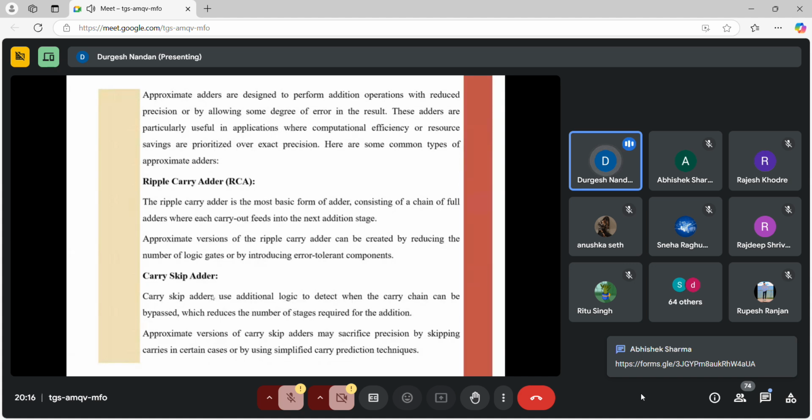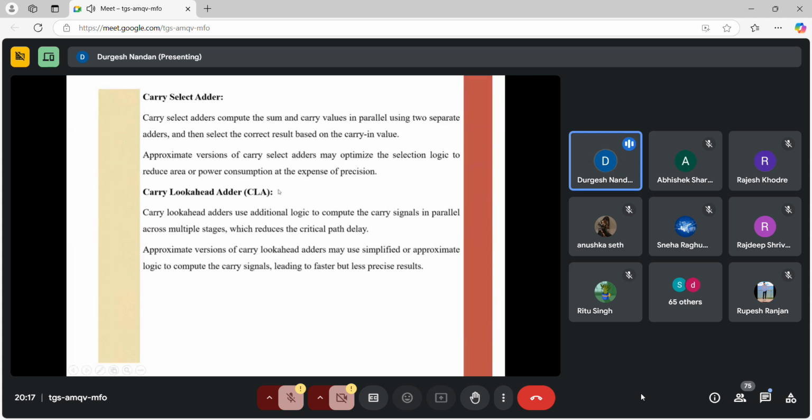Another type of popular adder is the carry skip adder. We can develop the approximate version of the carry skip adder also, by sacrificing precision, skipping carries in certain cases or by using simplified carry prediction techniques.